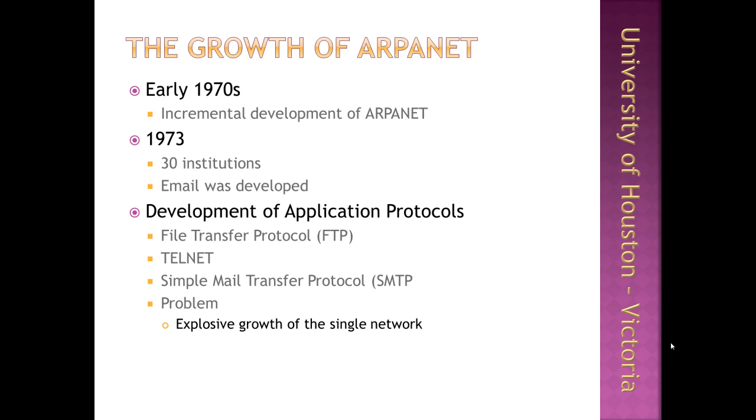The ARPANET grew over the year, and in the early 70s, there were several incremental developments for the ARPANET, so the network grew in size. Three years later, there were 3 institutions in the United States that were connected via this ARPANET, and the first email was developed so that the researchers within those institutions that were sharing the network were able to send and receive digital messages.